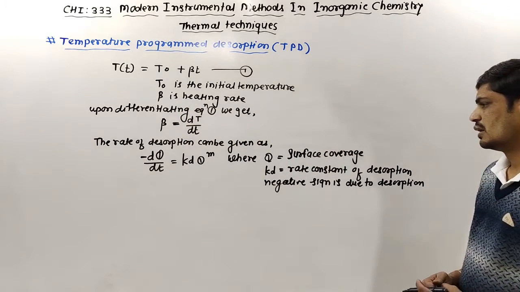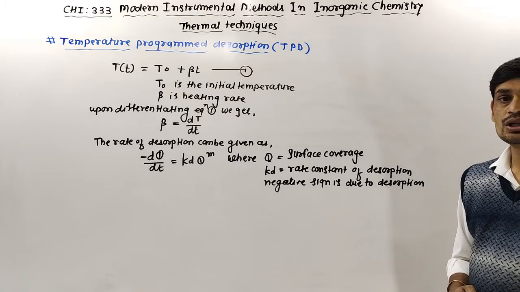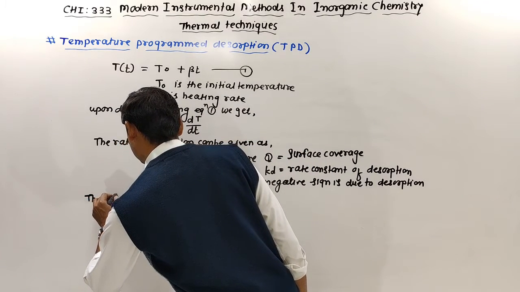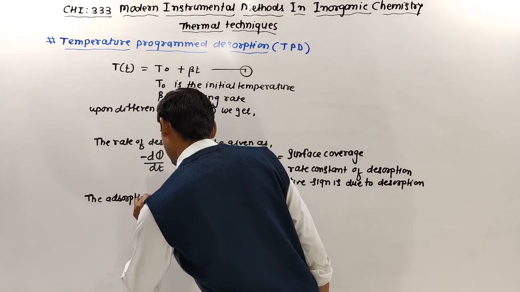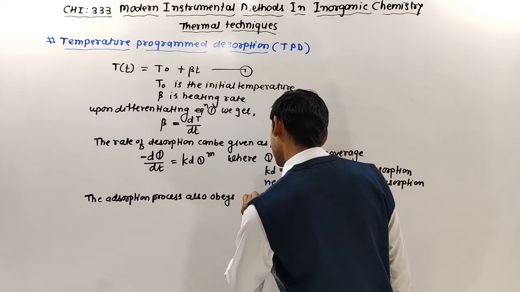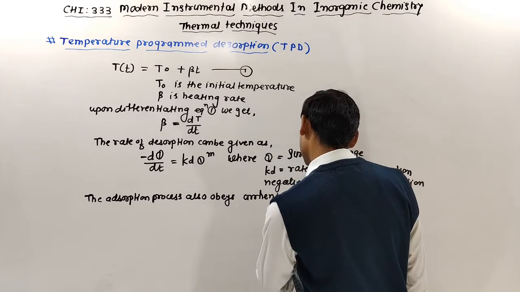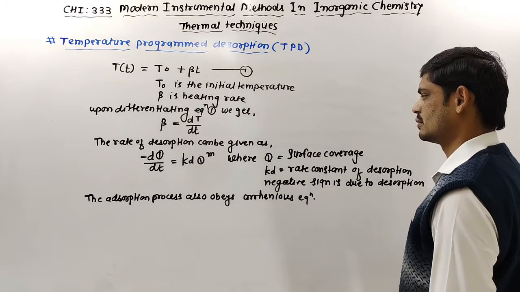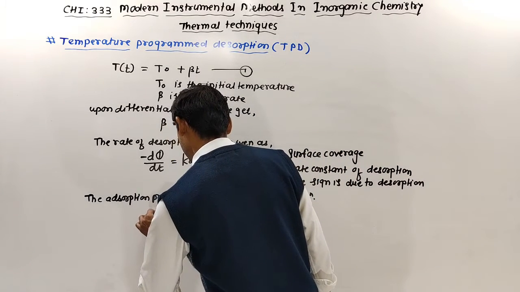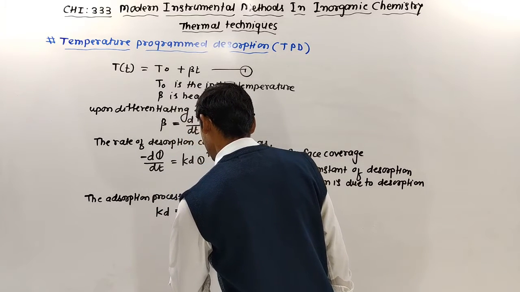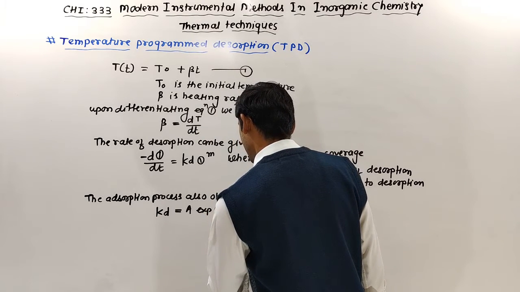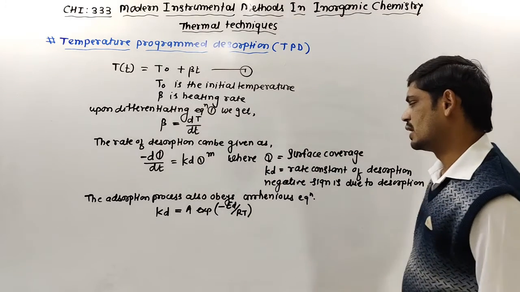Now, the adsorption process also obeys the Arrhenius equation, and we know that according to our Arrhenius equation, kd is equal to A into exponential of minus Ed upon RT.